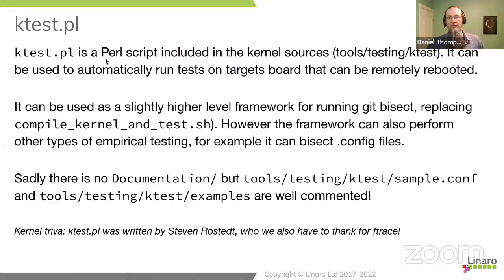So ktest.perl is a very interesting thing to bring in at this point. It's a framework for running automatic tests on target boards. Some of them are really quite cool. But one of the things built into it is a capacity to bisect config files to try and establish which config value it is that causes a problem to appear or disappear.